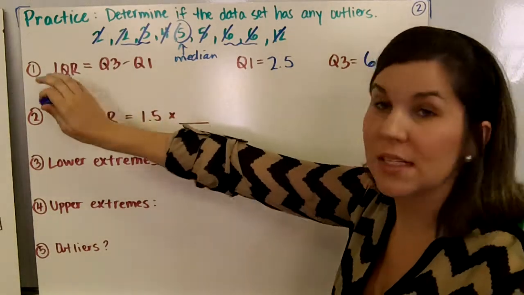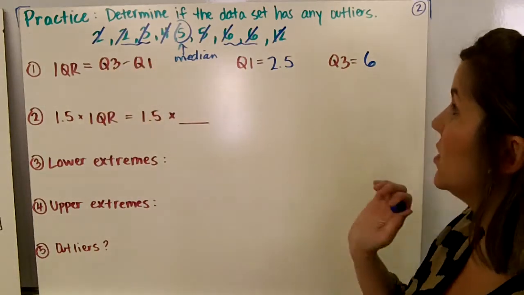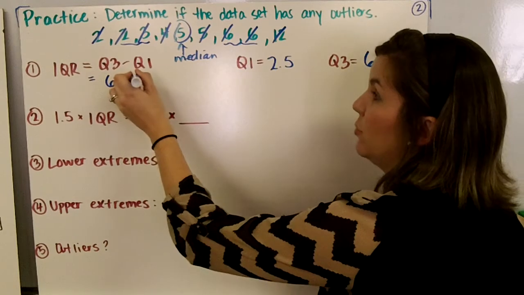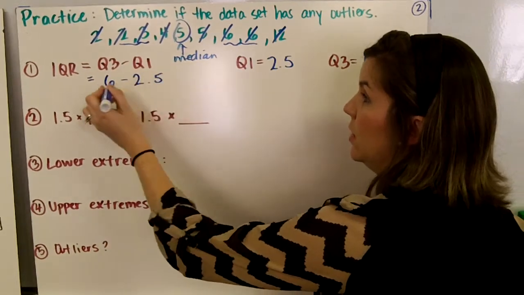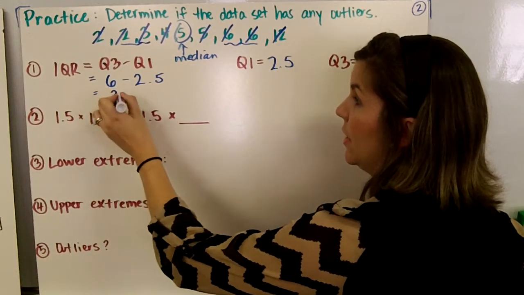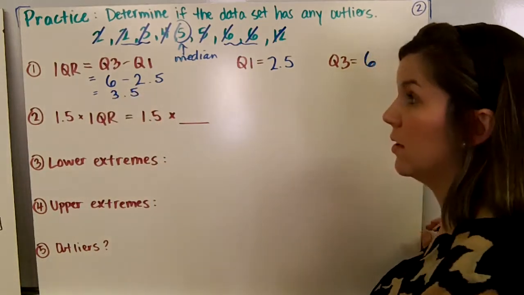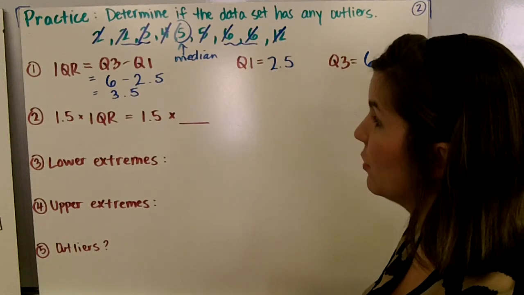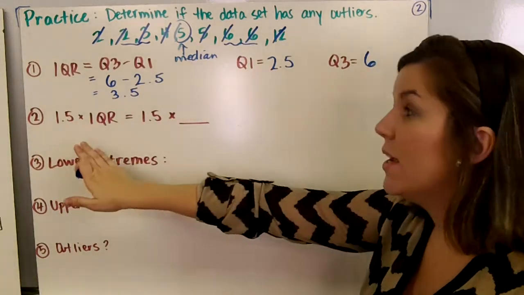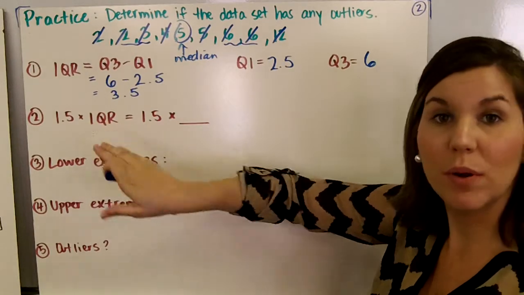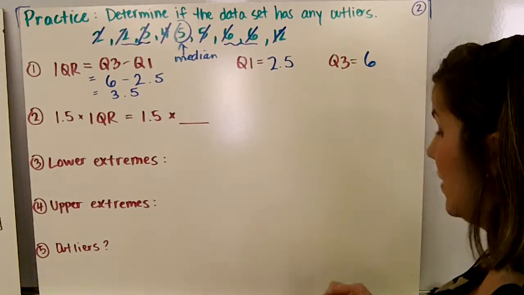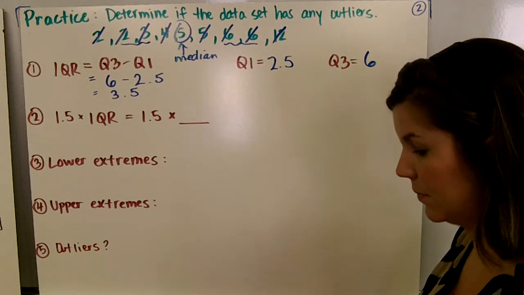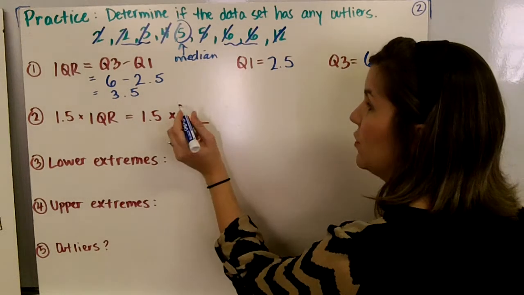Now, step 1 says find the IQR, Q3 minus Q1. Q3 is 6. Q1 is 2.5. So my IQR is 3.5. Subtract 6 minus 2.5 and you get 3.5. Step number 2, take 1.5 and multiply it by whatever the IQR is. So 1.5 times 3.5 is 5.25.